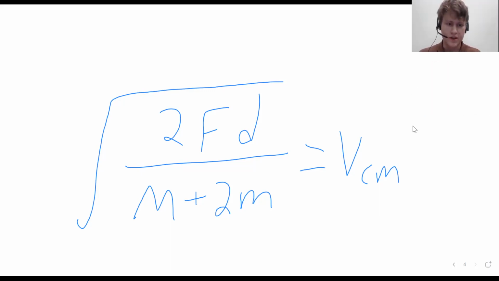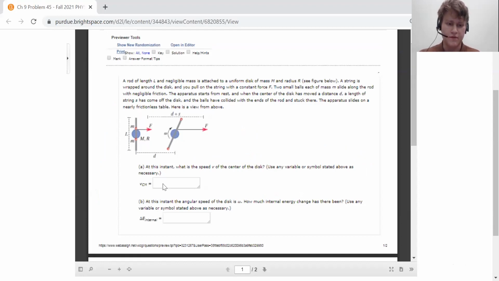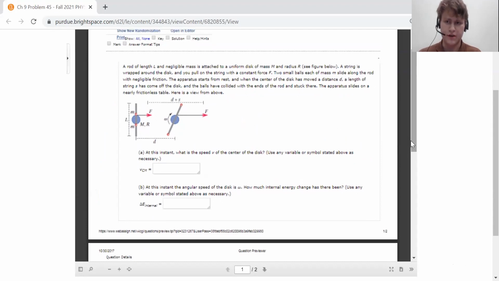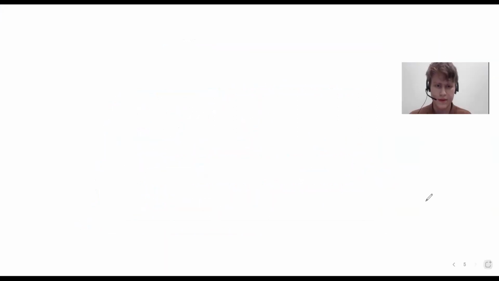Because what part A wanted was simply the velocity of the center of mass. So now it is time to move on to part 2 of this thing. What part 2 wants us to find is, what is the total change in internal energy if the angular speed of the disk is omega? In this case, we're going to be assuming that the balls are in their final position at the very ends of the rod.